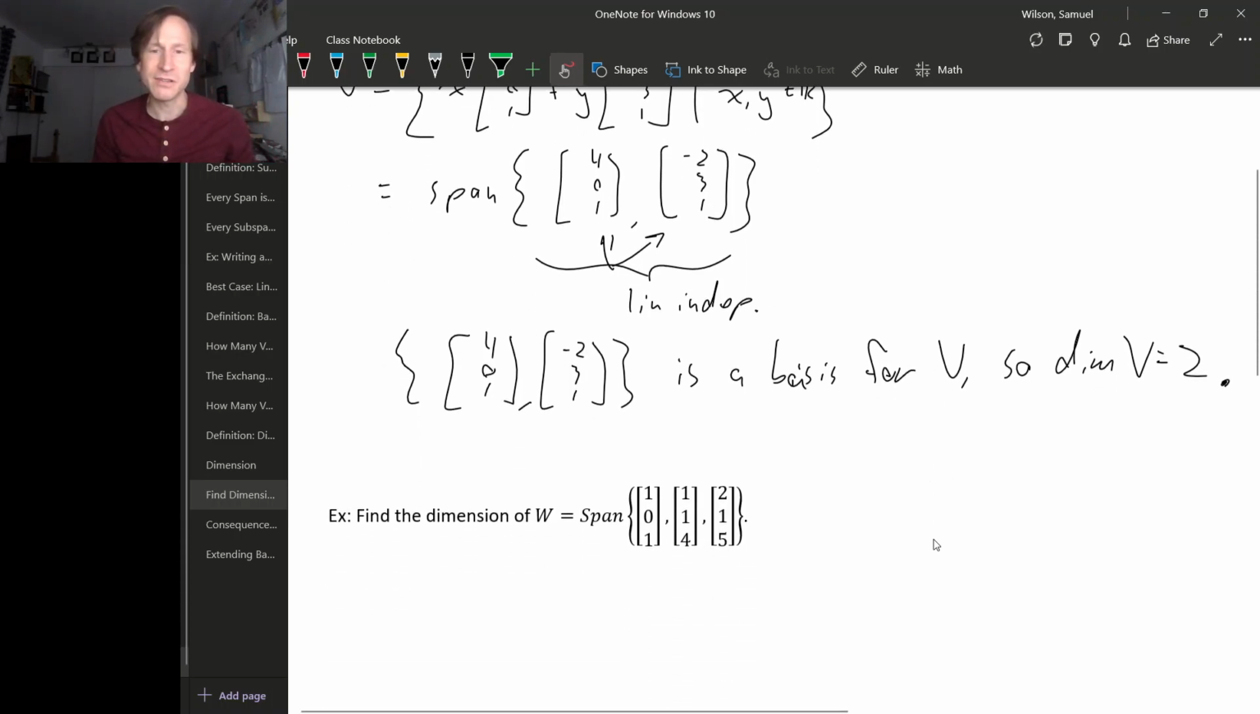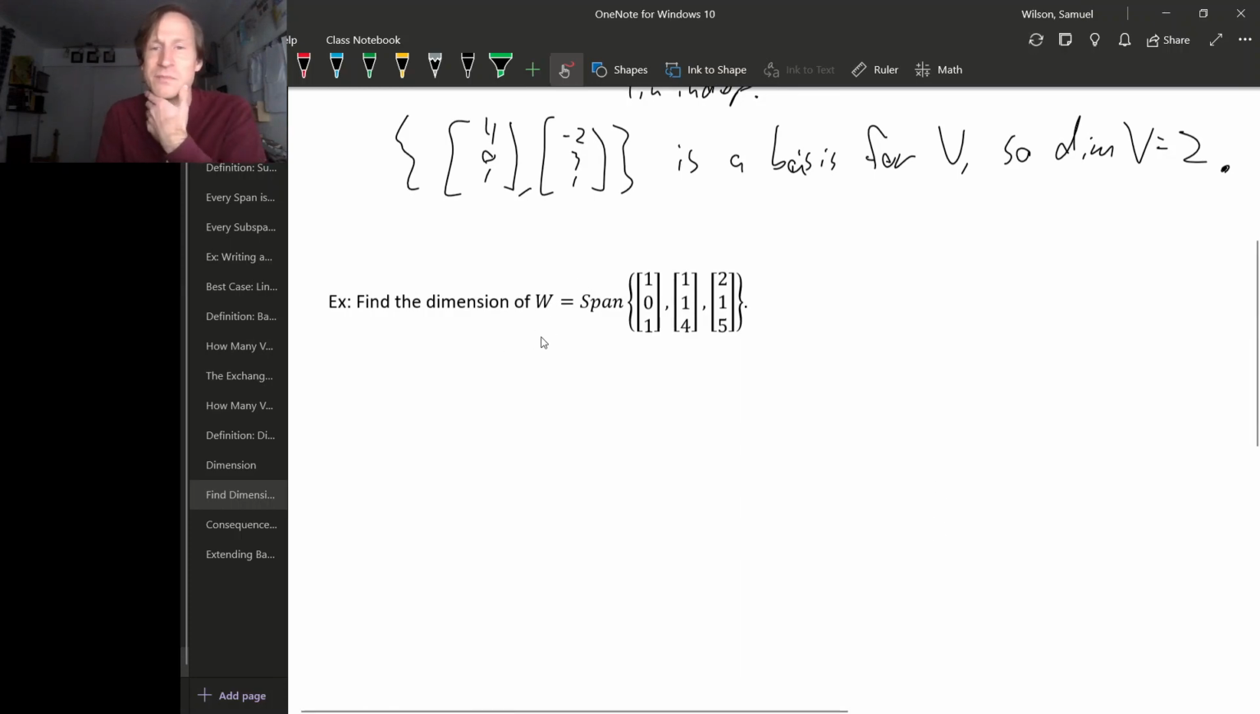All right, let's look at another example. How about the dimension of this vector space? Well, we already have a spanning set for this vector space W. Just these three vectors span the vector space because that's the definition of W. W is the subspace spanned by these three vectors. We just need to check if these are linearly independent.